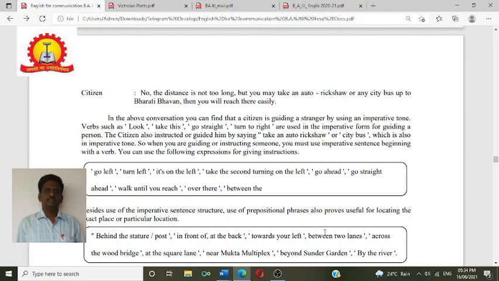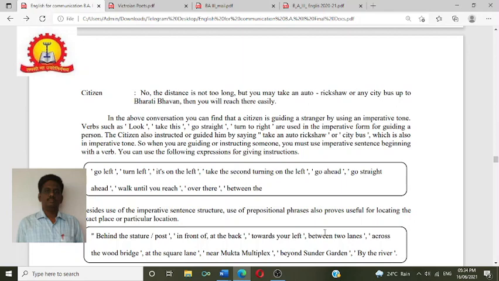So after these two videos regarding imperative sentences and prepositional phrases, let us continue with the same. We will repeat certain things again and then go for another conversation that is prescribed to you. So we learn about the stranger and citizen conversation. In the above conversation you can find that a citizen is guiding a stranger by using an imperative tone. Verbs such as look, take this, go straight, turn to right are used in the imperative form for guiding a person, because we are giving instructions to the person.